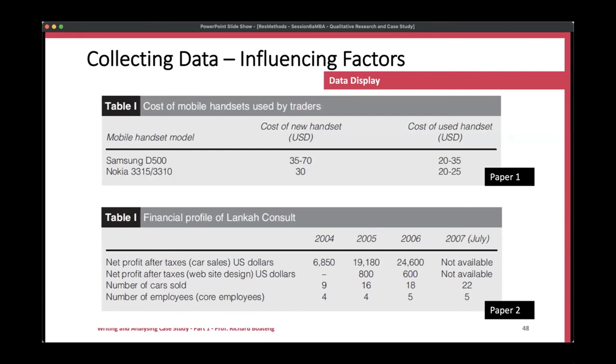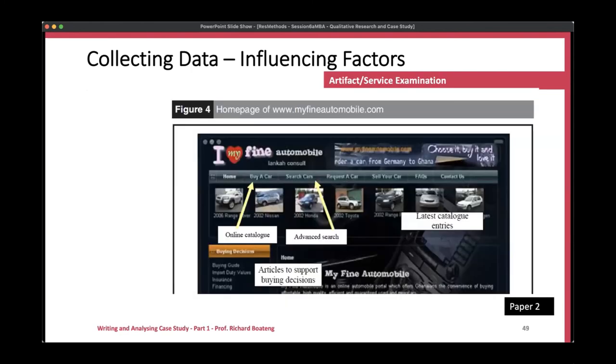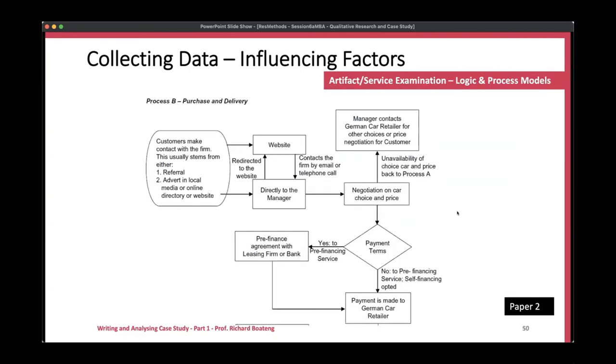So this is how you see data displays. Sometimes, even though it's quite qualitative in terms of case study, somebody may have some data showing like this one: financial profile and cost of the mobile answers. Then a website, how it is labeled, can be captured. We can also look at the logic flow of how activities take place, and that one can be drawn. After you're collecting the data, you can draw it out to enhance understanding.